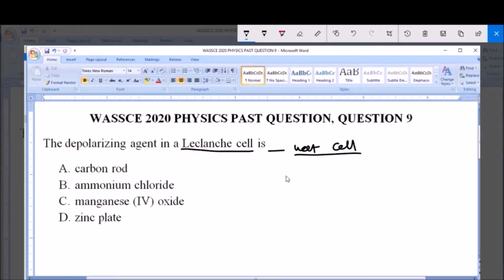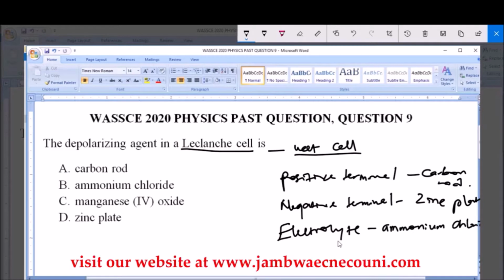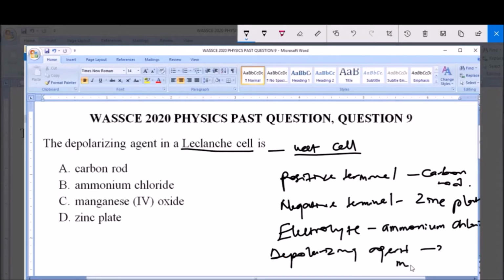Now, in a Leclanché cell, the positive terminal is the carbon rod, and that is option A. The negative terminal is the zinc plates, and that is option D. The electrolyte is the ammonium chloride, and that is option B. And the depolarizing agent is the manganese 4 oxide, and that is option C. So manganese 4 oxide is the depolarizing agent in a Leclanché cell.